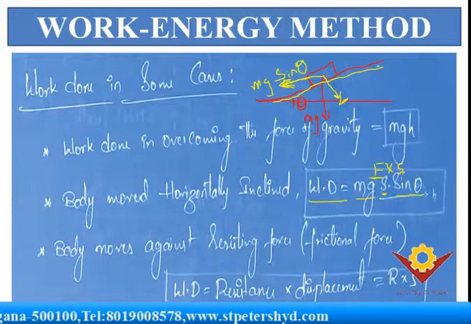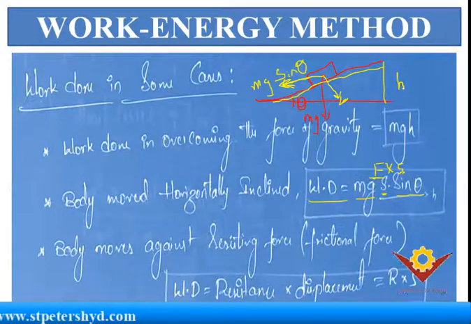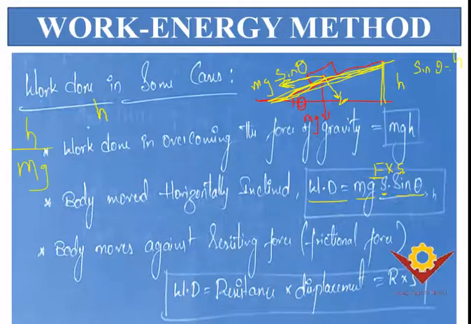Now what is this particular length, which is h, the height? From the sine formula, which is opposite side by hypotenuse, h divided by s is equal to sin theta.